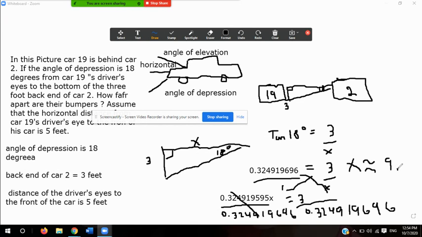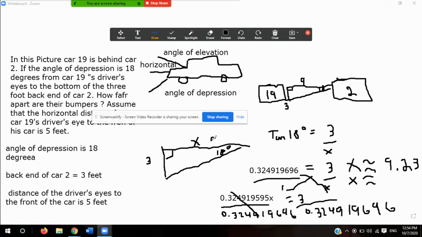I know that, for example, 18 has 2 significant digits and 3 has 1, but we're always going to leave our answer expressed to the same amount of significant digits as the lowest one. In other words, 3 is 1 significant digit, 18 is 2 significant digits, so I'm going to round my answer to 1 significant digit. And since next to the 9 there's a 2, I leave it expressed as x is approximately 9 feet. So then we're still not done, because all I know is that the horizontal distance is 9 feet.